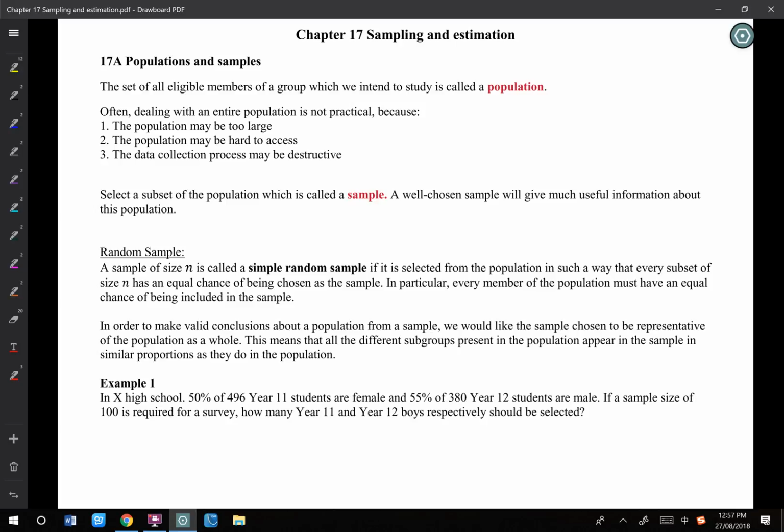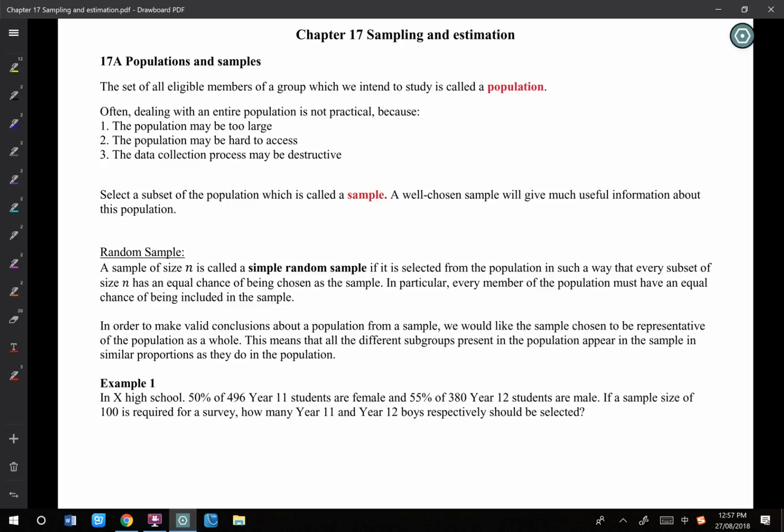For example, all these 17 years old girls in Australia, how many are there? There are a lot. You can't really talk to all of them. You can't really investigate their weight, their height, what they study, what they like. It's very hard to get all this information. So that's the first reason why we need sampling. We don't talk about the entire population.